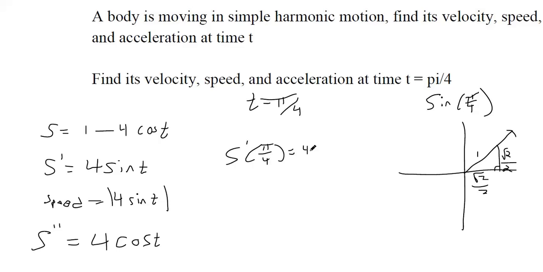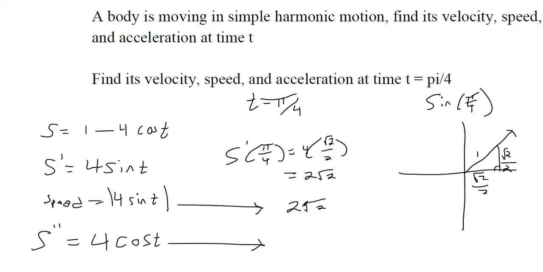So it's 4 times square root of 2 over 2, because sine of pi over 4 is square root of 2 over 2. And so the 4 and the 2 can cross cancel, and you get 2 square roots of 2. The speed is just the absolute value, so the speed is still 2 square roots of 2. And if that was negative, we'd just change it to a positive.